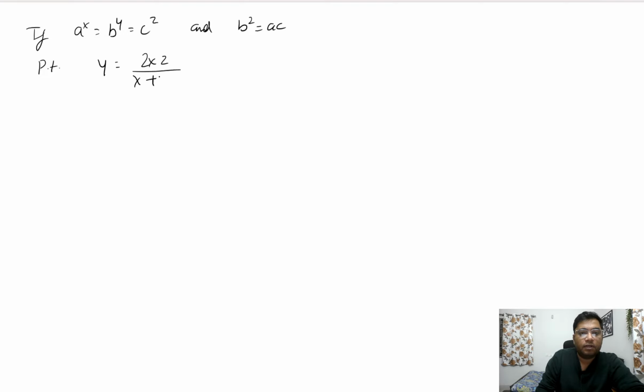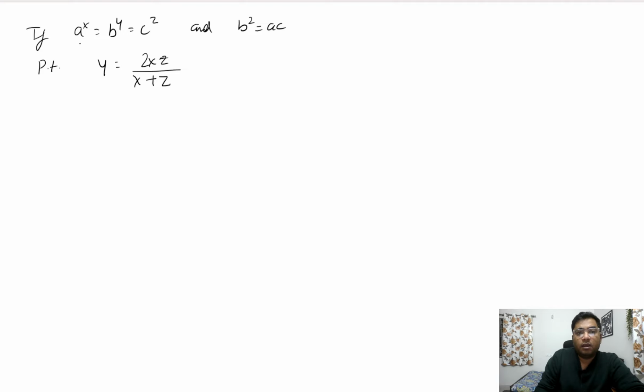We will continue with the series of questions that we were doing from exponents. The next question I'm going to talk about is this. The question says, if a to the power x equals b to the power y equals c to the power z, and b square is equal to ac, prove that y is equal to 2xz over x plus z.